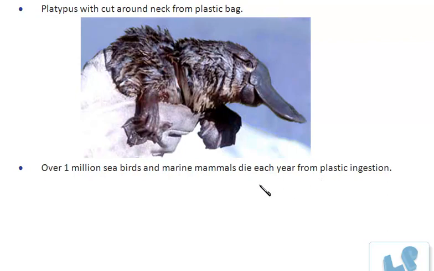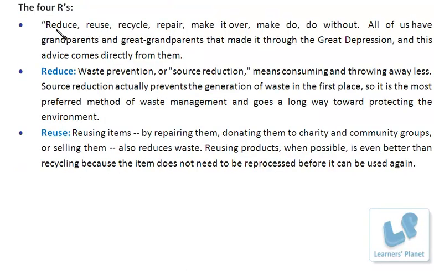So students, take care. We are using plastic, it's fine. But the disposal is also very, very important. It's not that we use a polythene bag and just throw it on the roadside or in the garbage bin. It should be collected separately and disposed of separately, so that it's not a threat to the life of animals. See, there are 4 R's. This you must be knowing, to reduce pollution: reduce, reuse, recycle, repair. Make over, make do, do without. So these are the things which you can do.